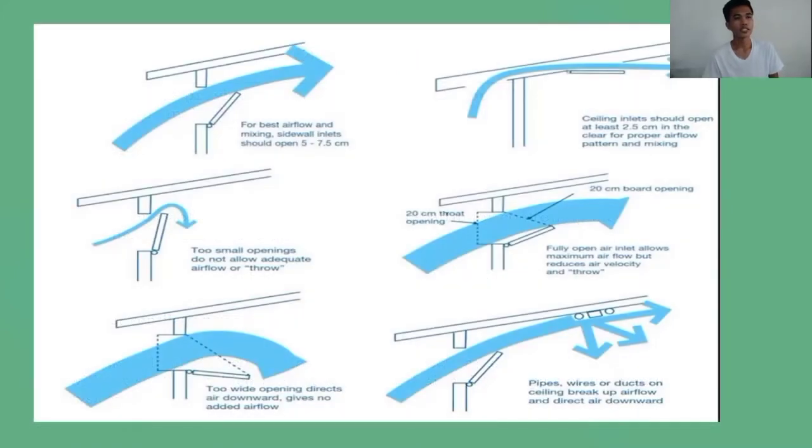For best airflow and mixing, sidewall inlets should open 5 to 7.5 centimeters. Too small openings do not allow adequate airflow or throw. Too wide an opening directs air downward and gives no added airflow. Ceiling inlets should open at least 2.5 centimeters in the clear for proper airflow pattern and mixing. Two centimeter board opening, two centimeters throat opening. A fully open air inlet allows airflow but reduces air velocity and throw. Pipes, wires, or ducts in the ceiling break up airflow and direct air downward.